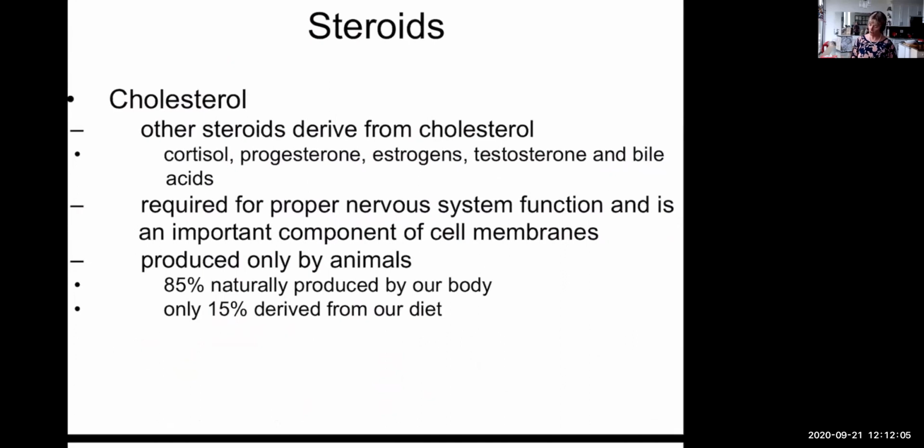Steroids include cholesterol, and all other steroids in the body are derived from cholesterol. Cholesterol is what they're synthesized from. There's some things added. So things like cortisol, progesterone, estrogens, testosterone, and bile acids, they are all steroids. Steroids are extremely important for the functioning of our body's endocrine system. Cholesterol is required for proper nervous system function, and it's a very important component of cell membranes. Only animals produce cholesterol. 85% we produce ourselves, and we get 15% from our diet.